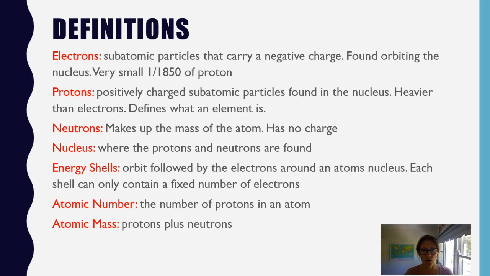So the other component of our atom is our neutrons, and our neutrons are also found inside the nucleus and also have no charge, but they do have mass, same mass as that of the proton. So our nucleus is where our protons and neutrons are found. The energy shells or electron shells are found orbiting the nucleus. And then we also have our atomic number, the number of protons in an atom, and our atomic mass, which we'll look into a little bit more later on in this module. It's our protons plus our neutrons.